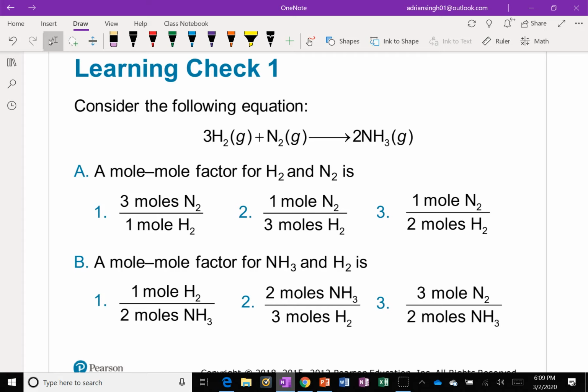Is the equation balanced? You should always ask yourself that question before you do anything to an equation. Is it balanced? Yes or no? Yes. No. Yes. Okay, it says yes, it's balanced.